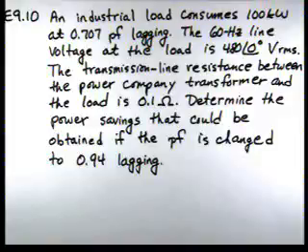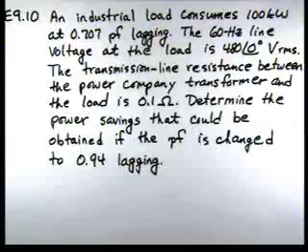For learning assessment 9.10, the problem statement is: an industrial load consumes 100 kilowatts at 0.707 power factor lagging. The 60 hertz line voltage of the load is 480 at an angle of 0 volts RMS. The transmission line resistance between the power company transformer and the load is 0.1 ohms. Determine the power savings that could be obtained if the power factor is changed to 0.94 lagging.